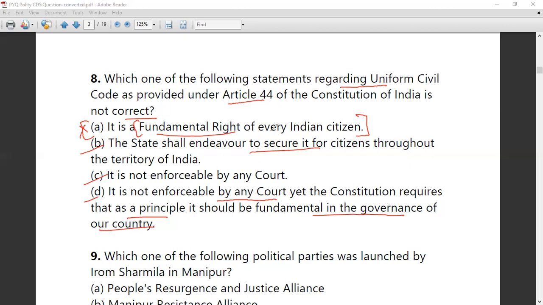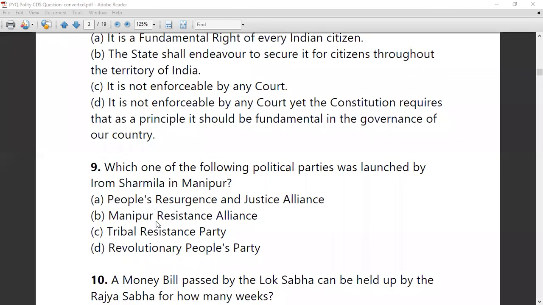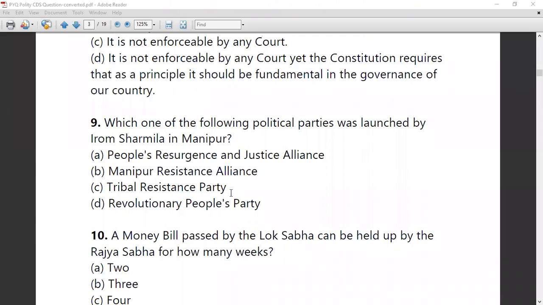Next, we'll move to the next question, question number 9. Here you can see: which one of the following political parties was launched by Irom Sharmila in Manipur? So that is also a direct question. You must remember this. That is People's Resurgence and Justice Alliance.